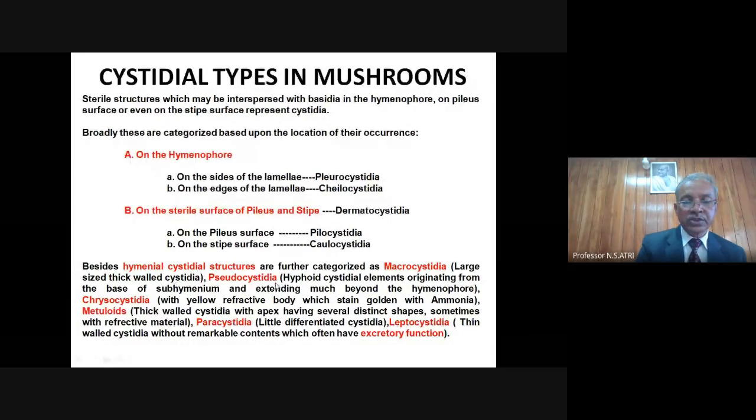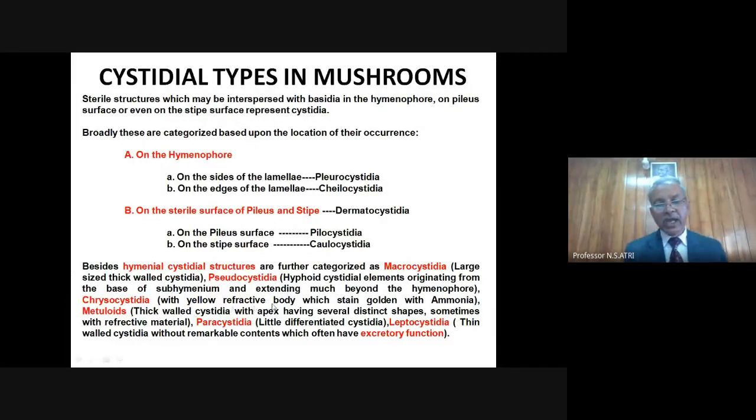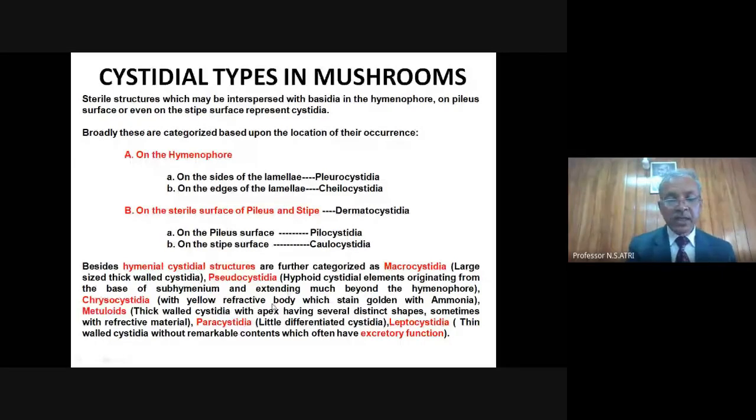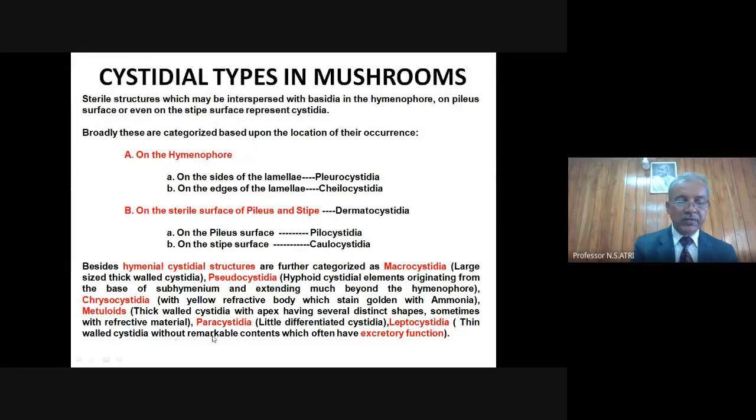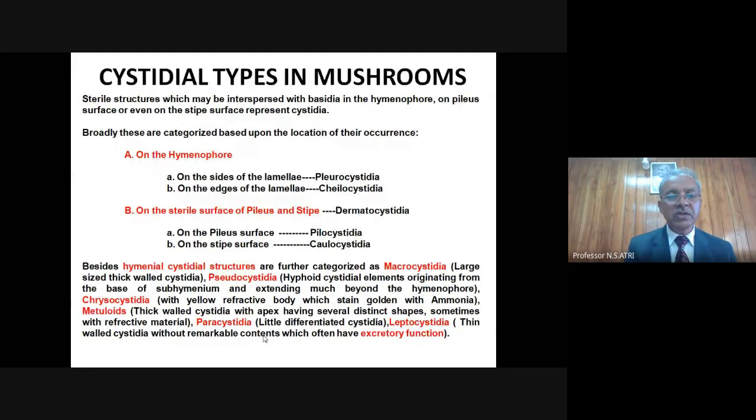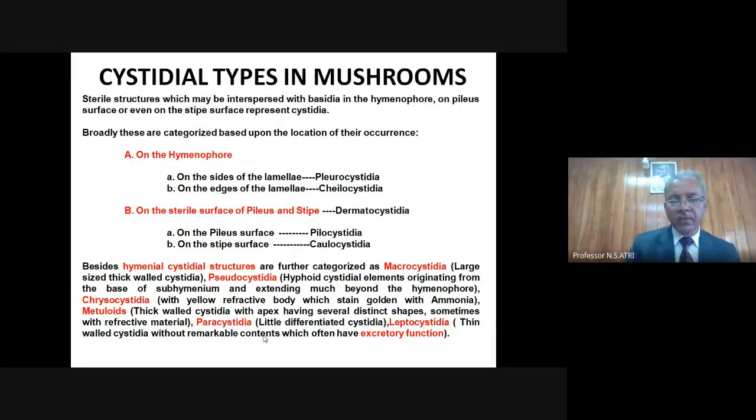thick-walled cystidia. Pseudocystidia are hyphoid cystidial elements which originate from the hymenium and subhymenium, extending much beyond the hymenophore. Chrysocystidia are those having a yellow refractive body, which stain golden when treated with ammonia. Like that, paracystidia are little differentiated cystidia. Leptocystidia are thin-walled cystidia without remarkable contents, which are excretory in function. So you have a lot of variations, and you have to look into these variations.